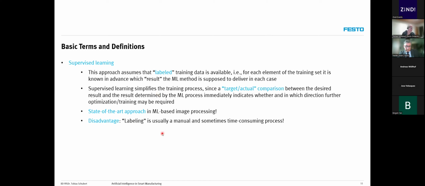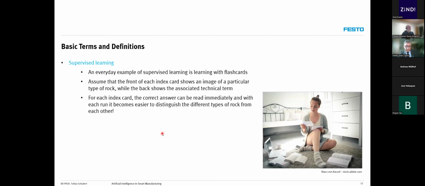Of course, labeling thousands of images is a time-consuming, boring, sometimes frustrating job. If you think about an everyday example, it's like learning with flashcards at university or school. Assume you have one of these cards with an image of, let's say, a particular type of rock. Then on the back side, you know the technical term. So whenever you try to estimate which kind of rock that is, you can flip the flashcard and directly see the correct solution. That's what labeling means in that terminology. Typically used for every kind of image processing with machine learning.